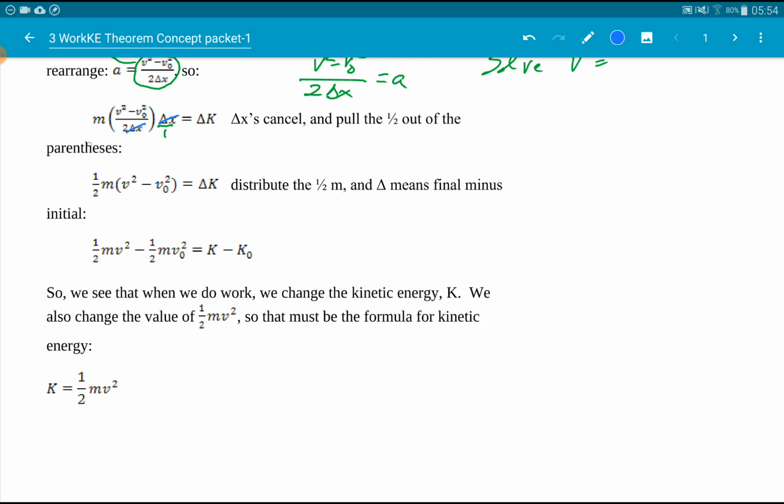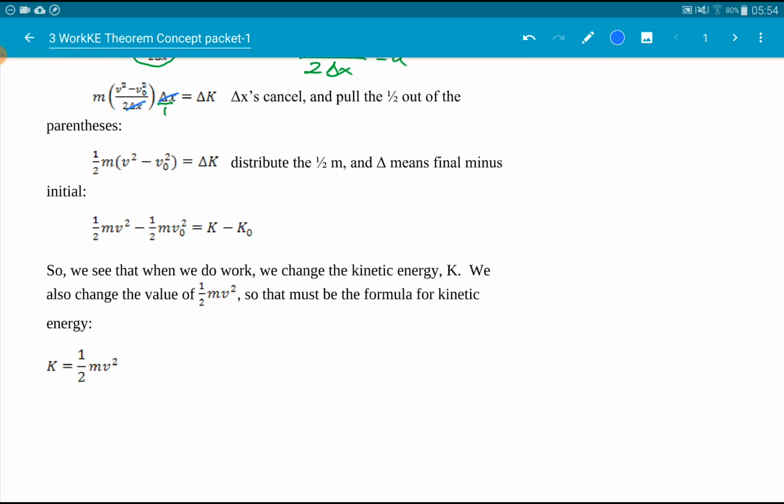So now I have that 2 that's over here, so there's the 1/2, and then multiplied by m, and then whatever's left in the numerator there, which is v squared minus v naught squared. Remember, that's just some ending velocity minus some beginning velocity. So now let's distribute this 1/2 m to both of these things here, and it'll help us see what the kinetic energy actually is.